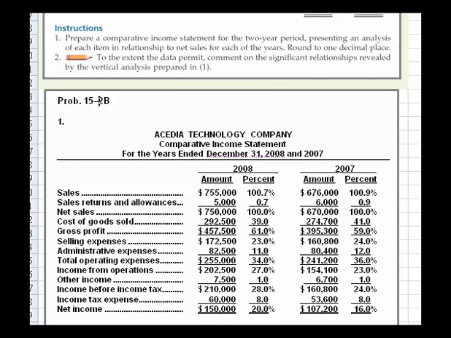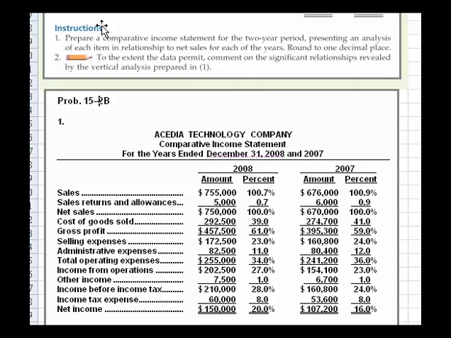So what we can see is that if we're basing things on 100% and doing a vertical analysis, in 2007 we made 16% net income, bottom line, and we improved it over 2008 to 20%. Let's look at some other key items. Income from operations. Look at that. We're seeing that 4% improvement from 23 to 27%. Sales returns and allowances even went down as a percentage of net sales from 0.9% to 0.7.